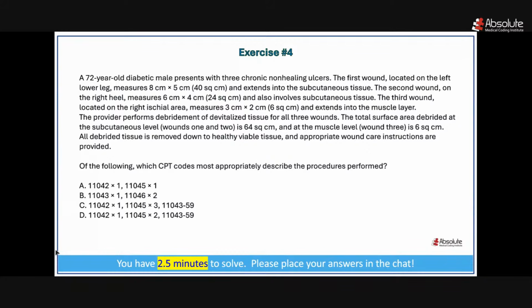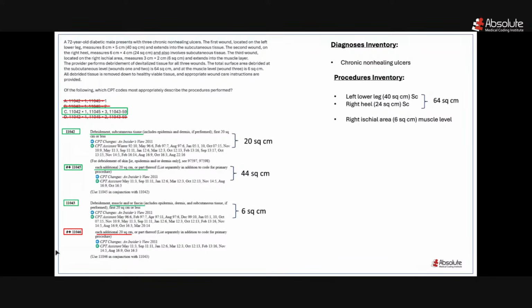Okay, coders, I think you all are doing a fantastic job over here. Let me start explaining the procedure.